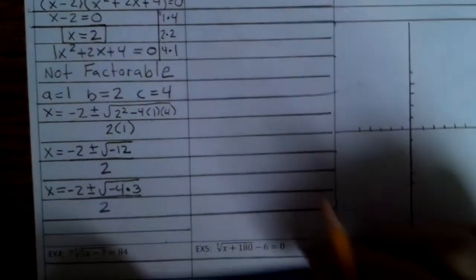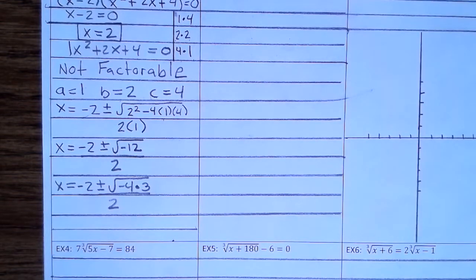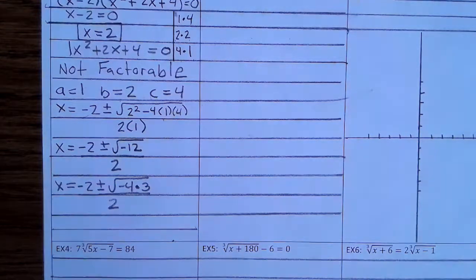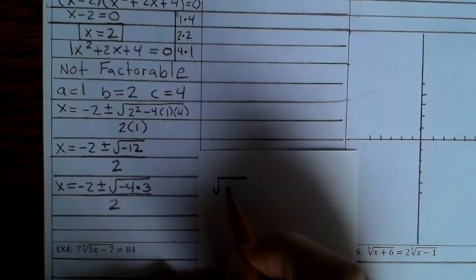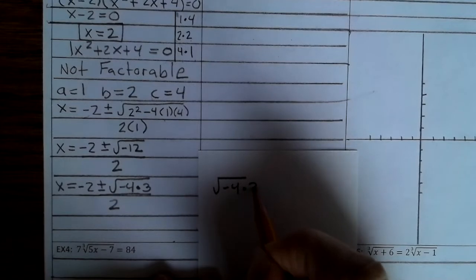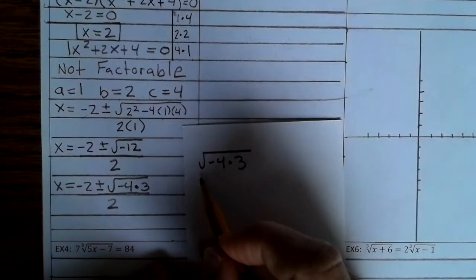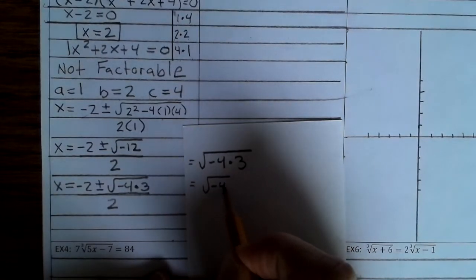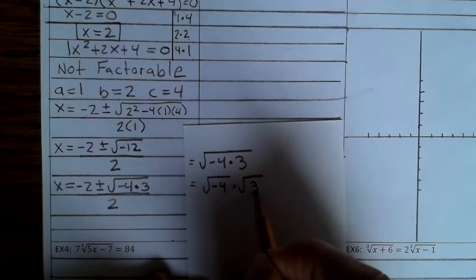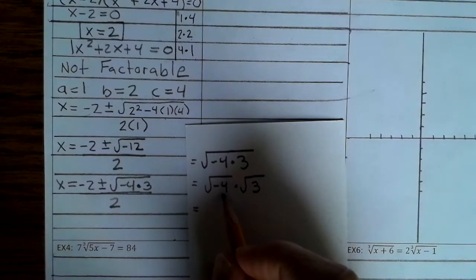All right, it seems I've run out of space to add another step, so I'm going to have to write that off to the side. So let me show you what the square root of -4 times 3 reduces to be. Okay, so what we do with that is we take the square root separately. So that becomes the square root of -4 times the square root of 3. Now, the square root of 4 is 2, but since it's negative, this is 2i times the square root of 3.